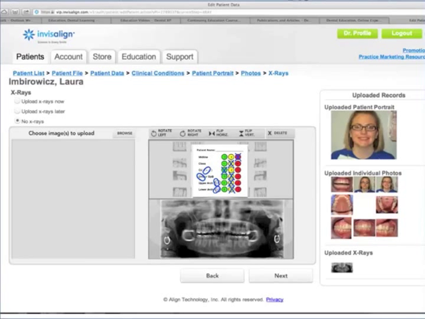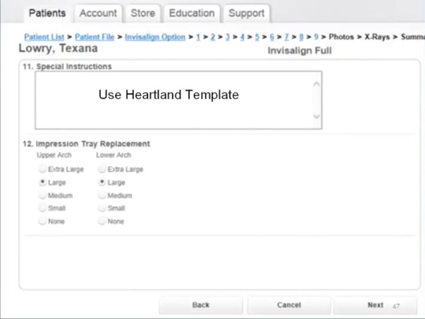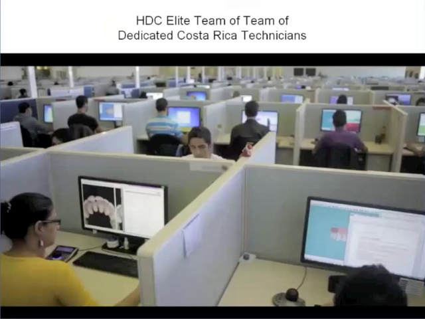Then once you've uploaded that template grid, you will face question 11, which asks for special instructions, and your special instructions can be just as simple as 3 words: use Heartland template. And with that, your technicians will develop a ClinCheck for you.